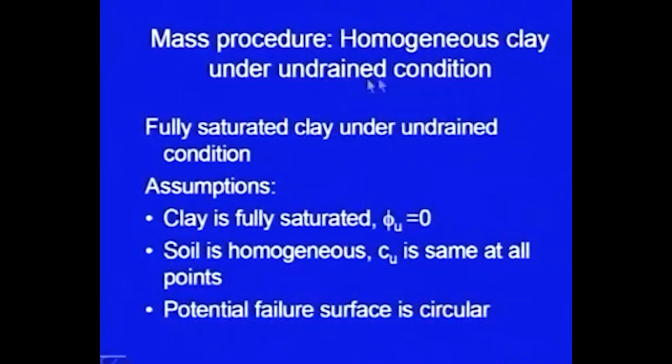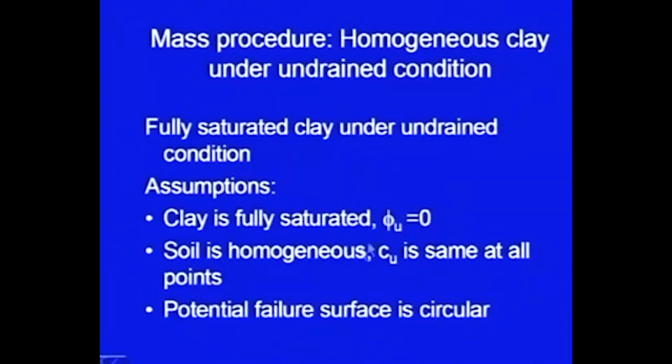First, we are taking the mass procedure, means the entire mass is being taken as one body, and here we are taking up the case of homogeneous clay under undrained conditions. So, phi u is equal to 0. Undrained condition means it is fully saturated clay, there is no drainage taking place, and the assumption in the fully saturated clay under undrained conditions is that the undrained phi u value is taken as 0.